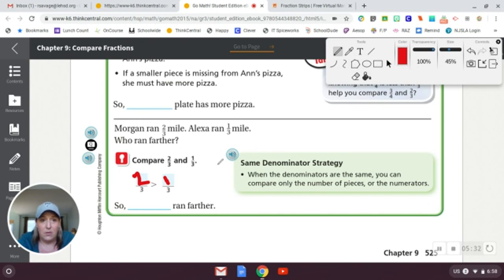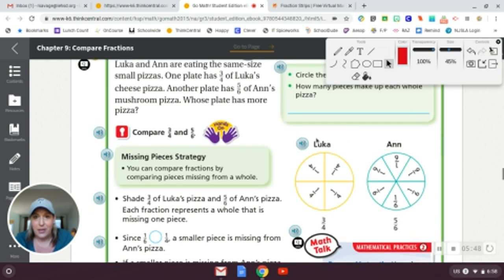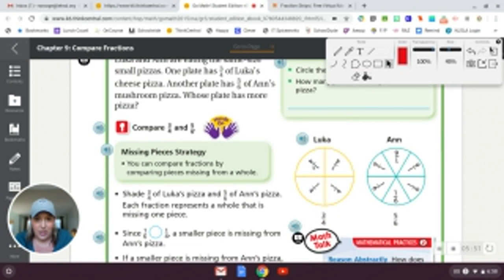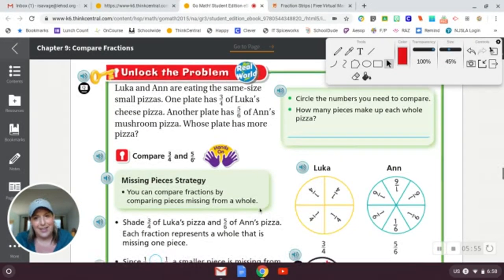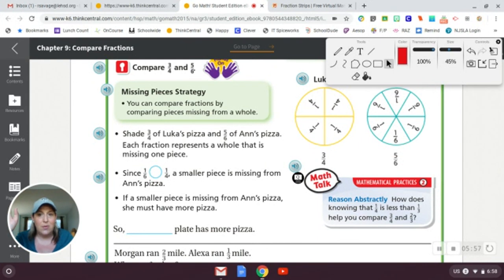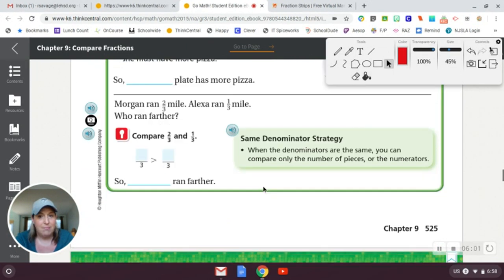Now I need to see who ran 2/3 of a mile. Morgan. And because my words are usually hard to read when I write them with this tool, I'm just going to write M in there. Okay. So far we've had the same denominator strategy and missing pieces strategy, looking at what's left. But this missing pieces, I think, can get a little confusing. If it makes sense to you, please use it. But if it doesn't, don't.